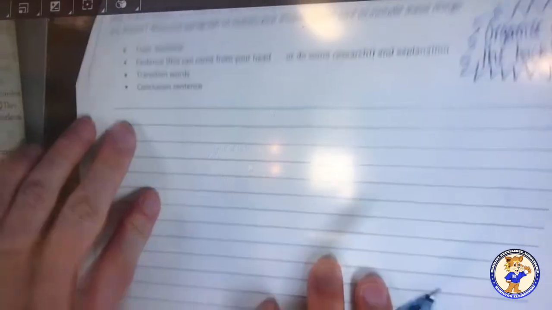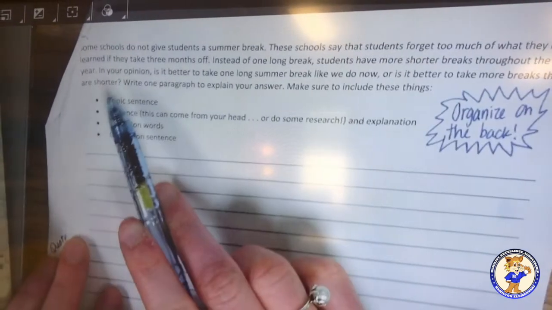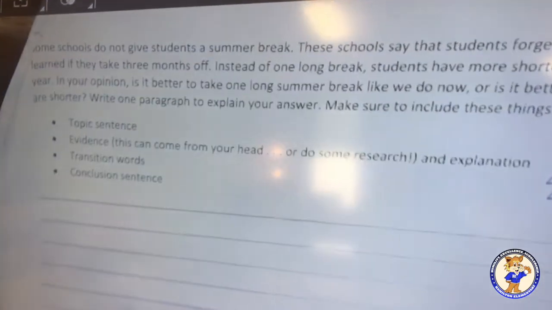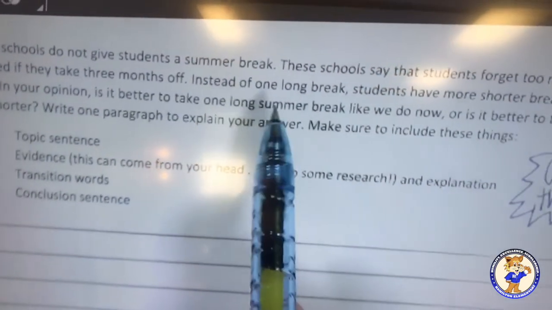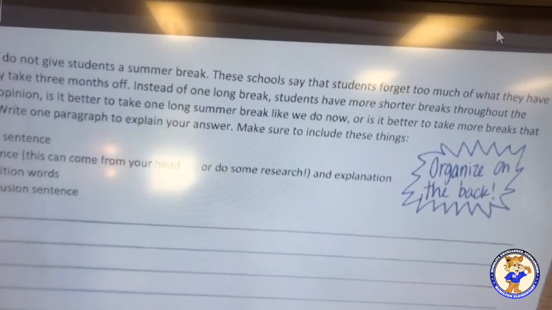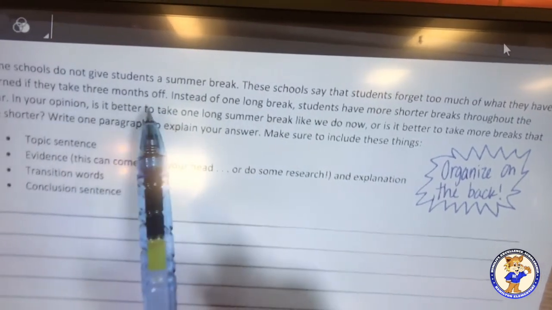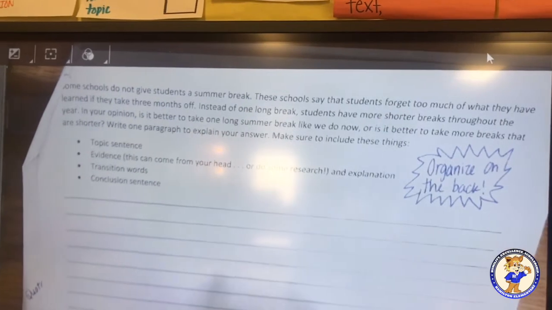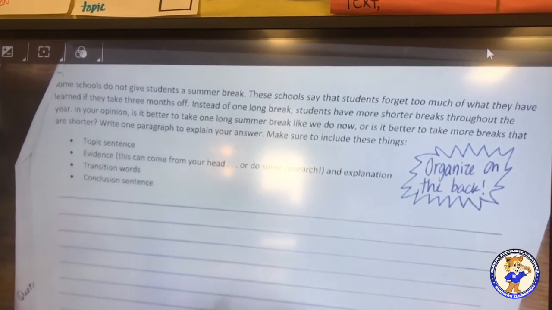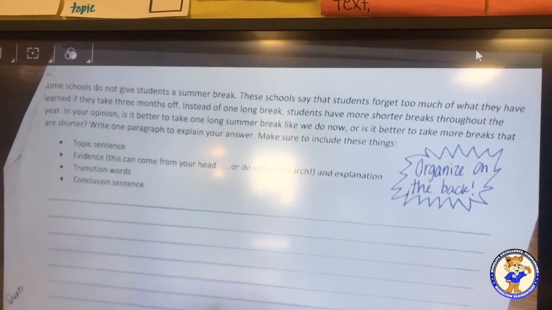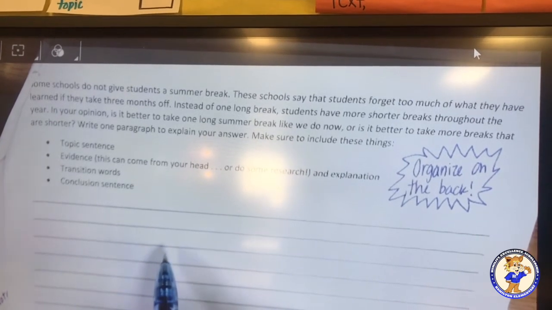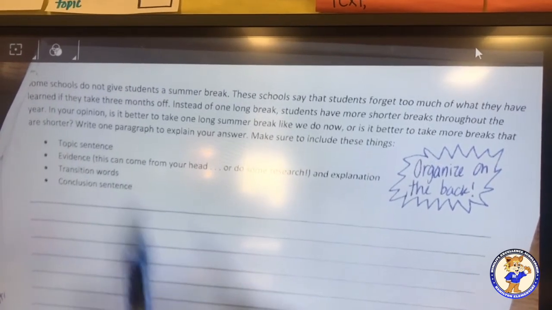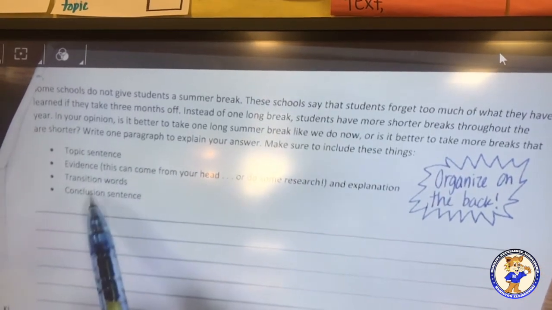And here we go. We had a little bit of a writing project here. The prompt, first of all, I want to make sure I'm annotating the prompt so that I can understand it. But it says that some schools do not give students a summer break. These schools say that students forget too much of what they have learned if they take 3 months off. Instead of one long break, students have more shorter breaks throughout the year. In your opinion, is it better to take one long summer break like we do now, or is it better to take more breaks that are shorter? Write one paragraph to explain your answer. Make sure to include these things: topic sentence, evidence, transition words, and conclusion sentence.